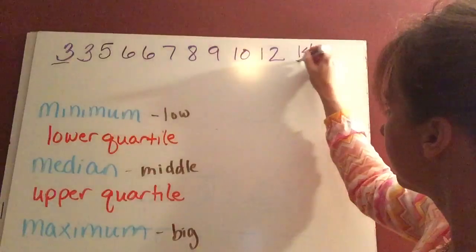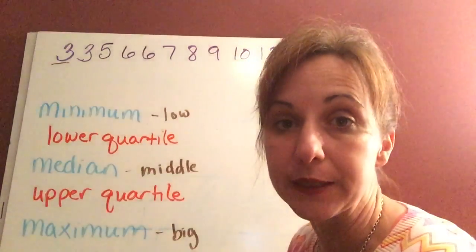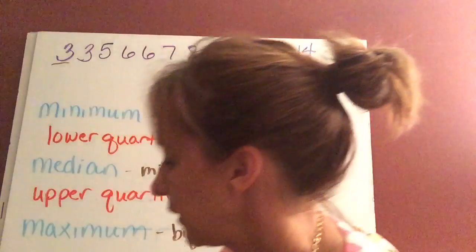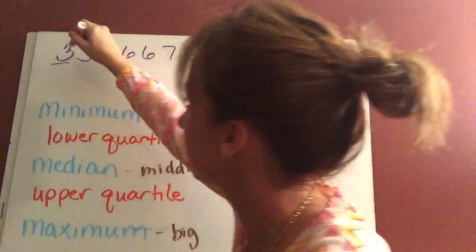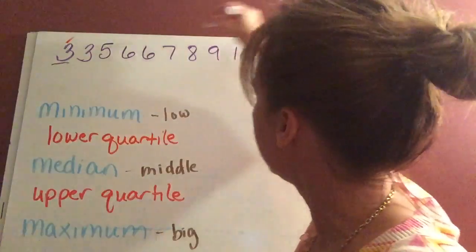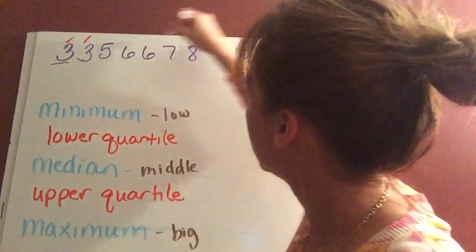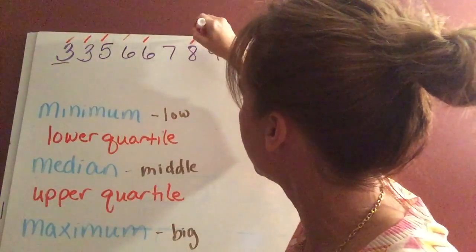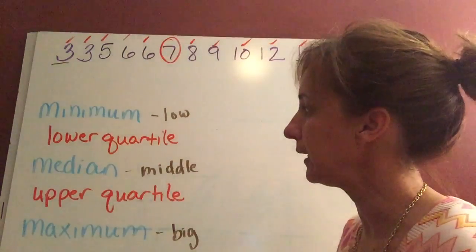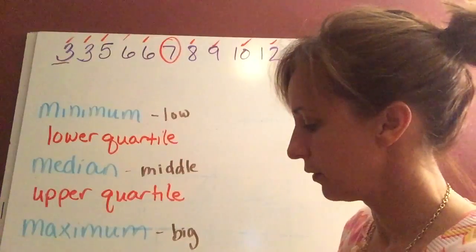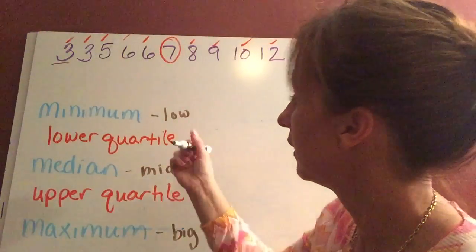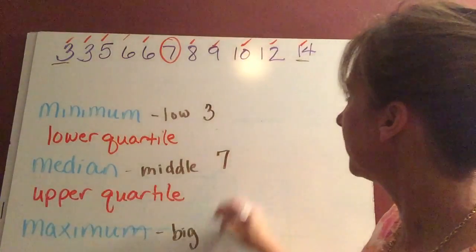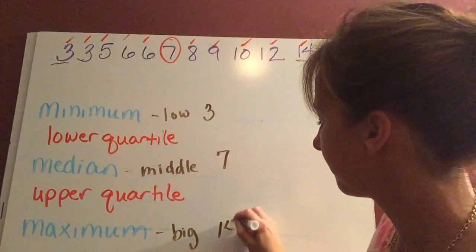So here's the maximum. And if you remember from our other ways of plotting data, we talked about finding the one in the middle. The easiest way that I've shown you to do that in class is by eliminating one piece of data from each side, and we have found our median. And so our low is 3, our median is 7, and our biggest, or our maximum, is 14.